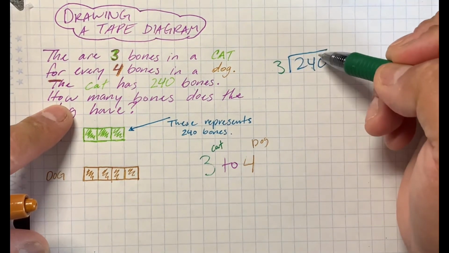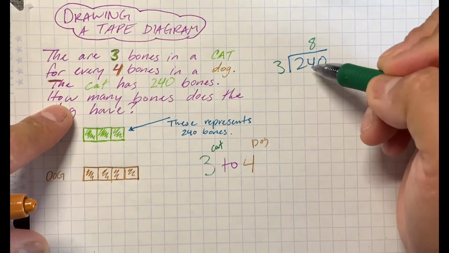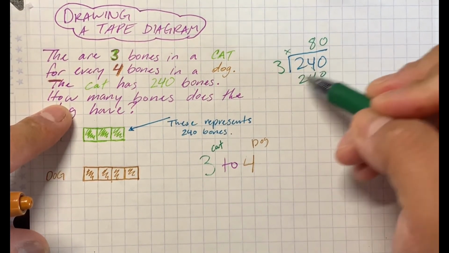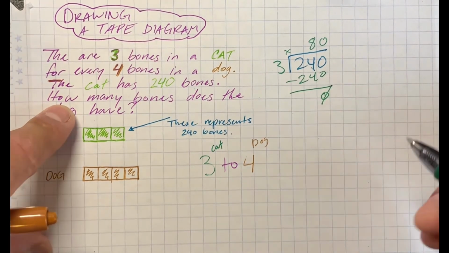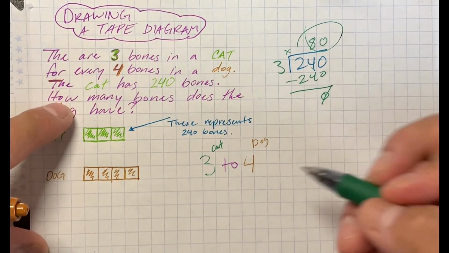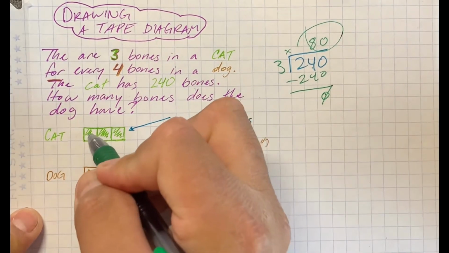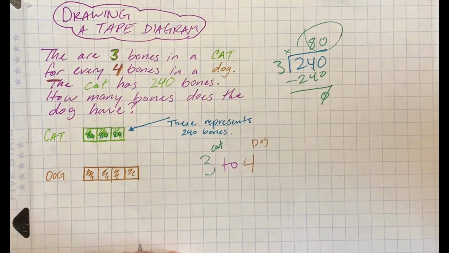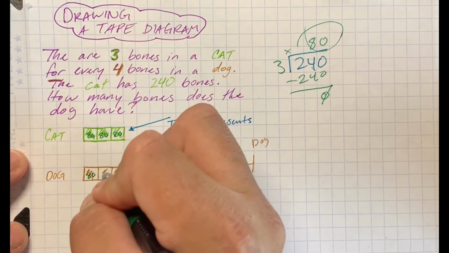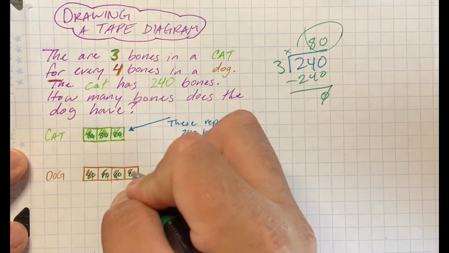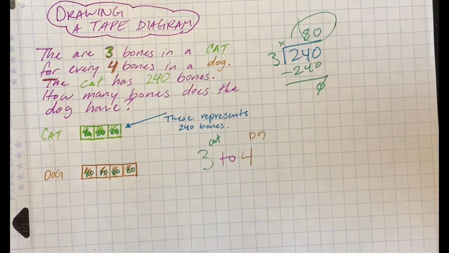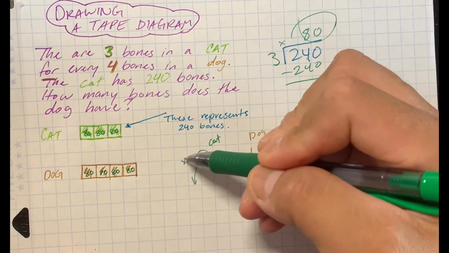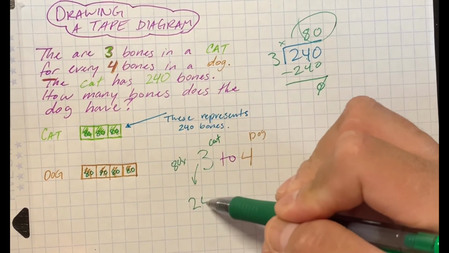So 3 can go into 24 8 times, and 3 can go into 240 80 times. 3 times 80 is going to be 240, and nothing's going to remain. Now your quotient will be 80. That means every box here is going to be 80. Same thing for the dog bones. Every box is going to be the number 80. So how many total bones does the cat have? Well, 3 times 80 is going to be 240.